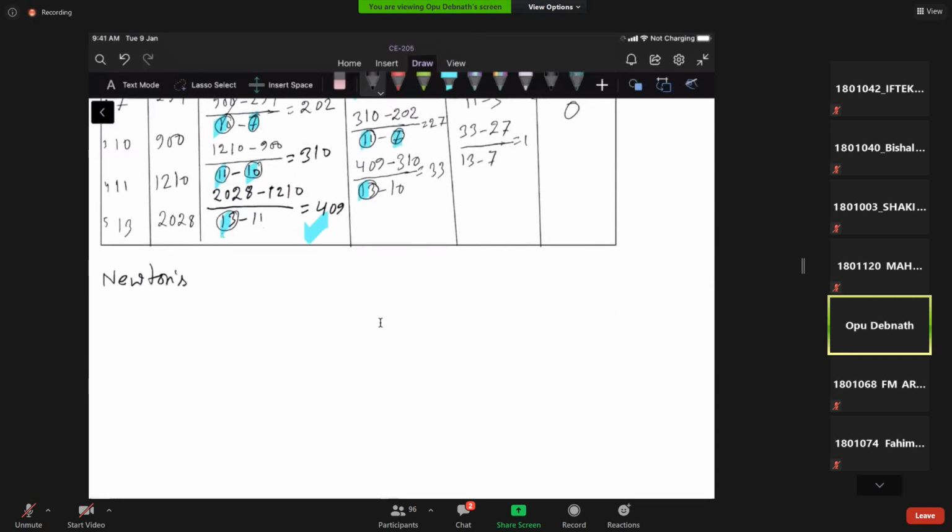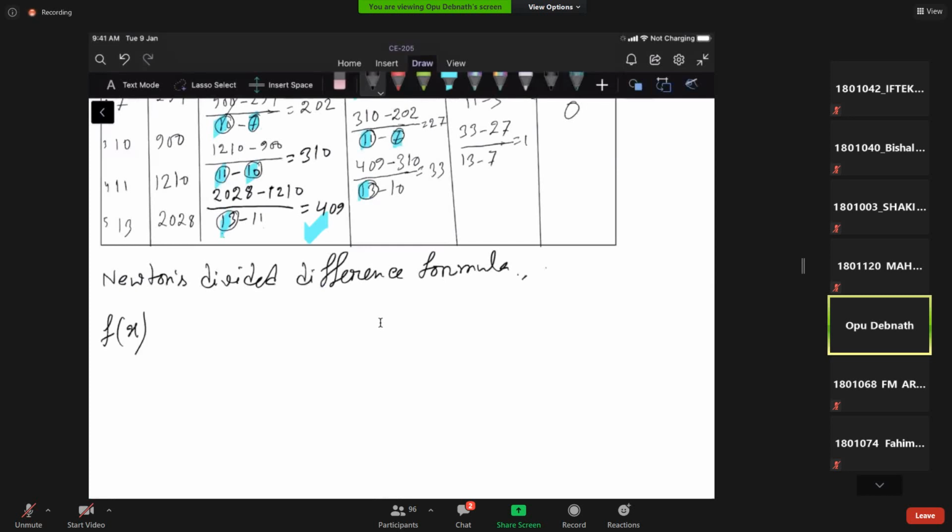Newton's divided difference formula. So the Newton divided difference formula for finding any unknown value.